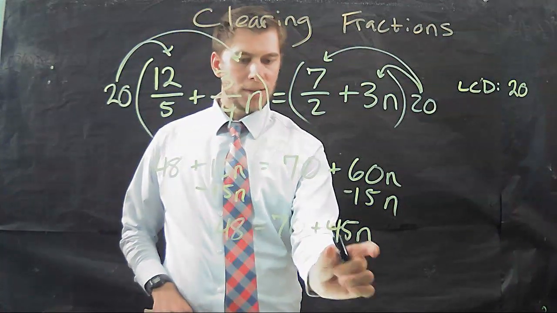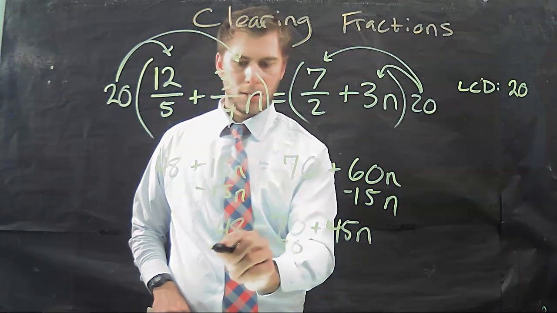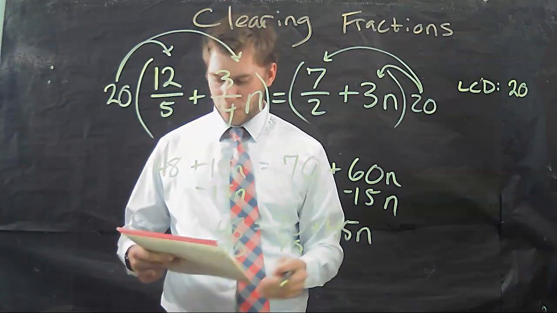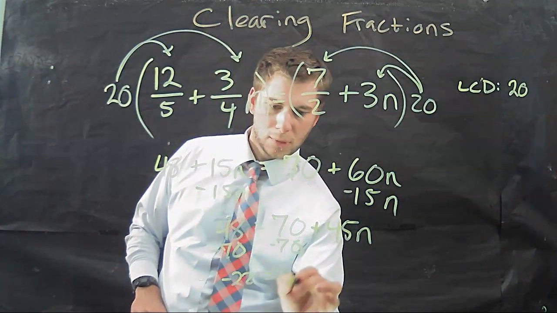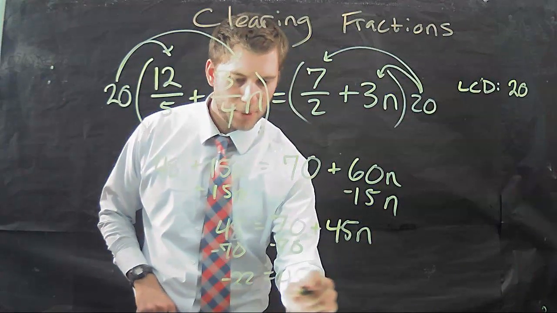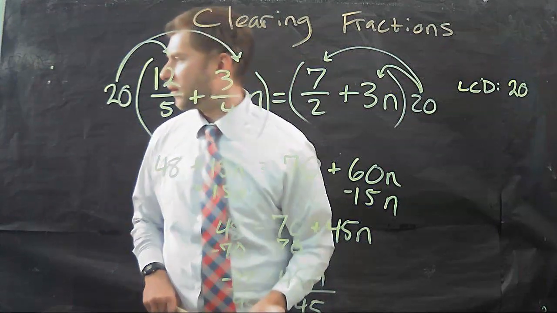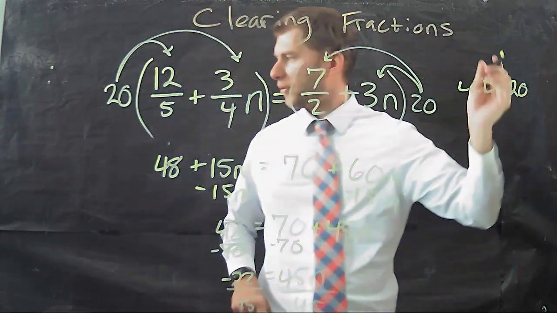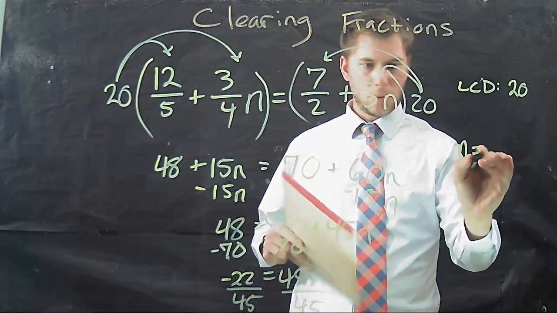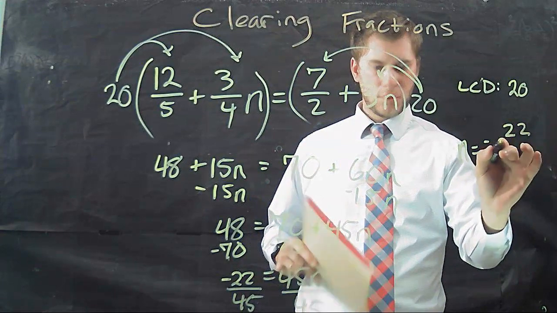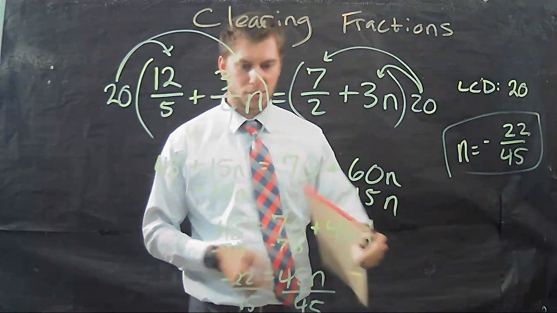So I got the variable on one side, and now I'm going to get rid of this 70. So let's subtract 70 from each side, and I get negative 22 equals 45n. Last step would be divide by 45. Divide by 45. And what do I get here? Am I going off the screen? Can you see that? Okay, I get n equals negative 22 over 45. Okay, there we go. I'm losing some ink here.